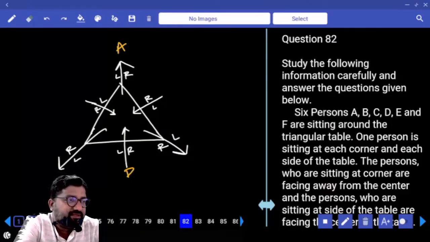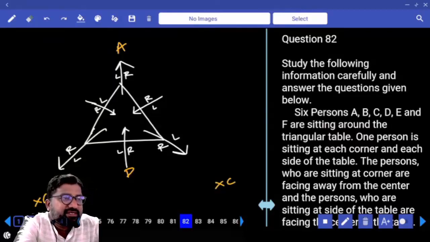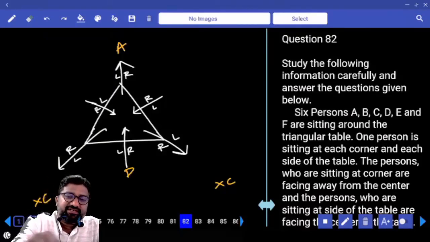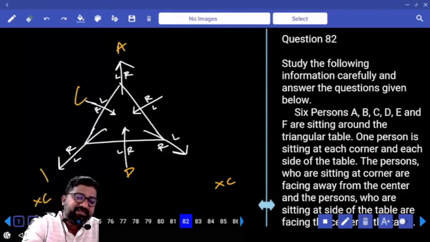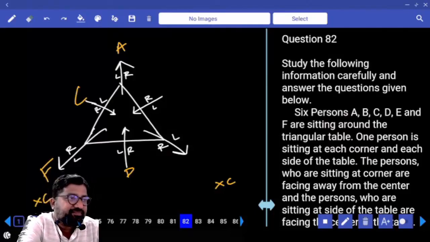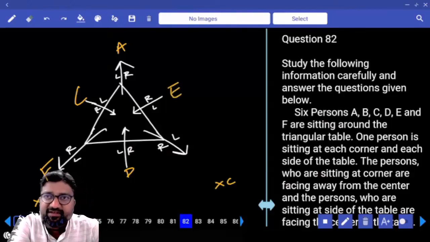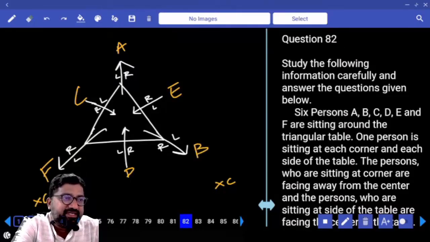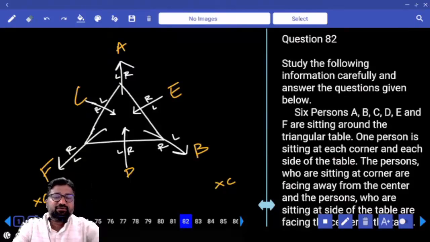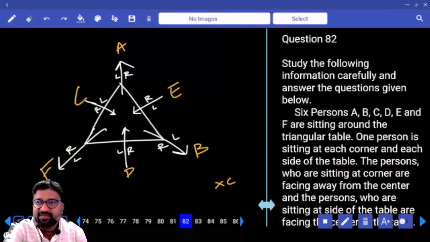Next point. C and D are not immediate neighbors. This is not C, this is not C. Next, F sits to the immediate right of C. If this is C, the immediate right is F. Next, E is not sitting at the corner of the table. If he is not sitting in the corner, E has to sit in the middle. Who is left out? B. B is immediate to E, but not to A. Right or wrong? Right. How simple this is.